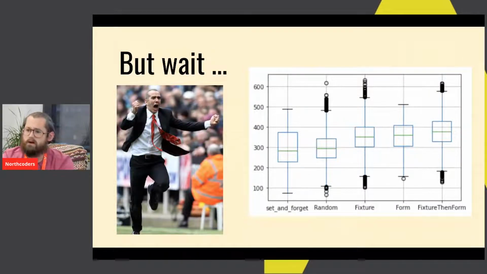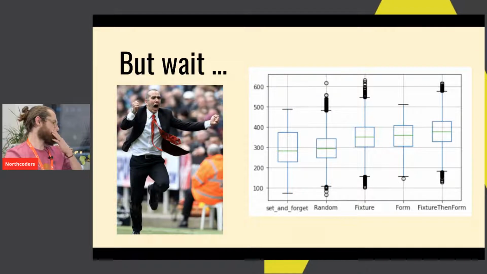So I looked at this final one, pick by fixture, because that was the smallest range, and then by form. So rather than picking randomly, see which players are arguably playing best and go from there. So the results are again higher, and this represents an extra 350, 370 points per season, which is something not to be sniffed at.